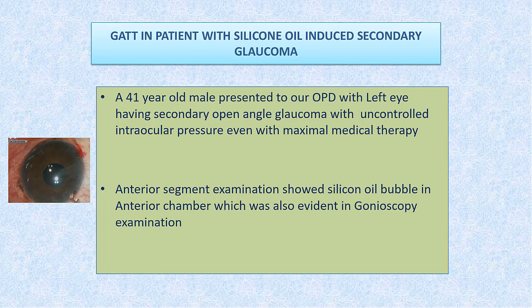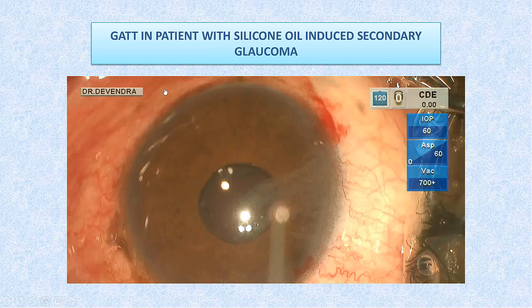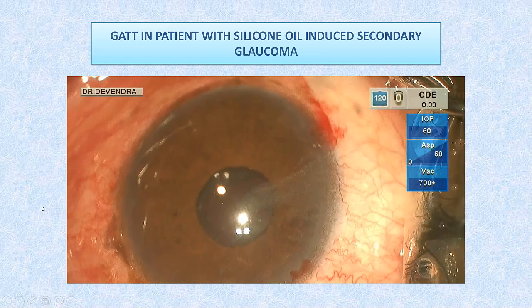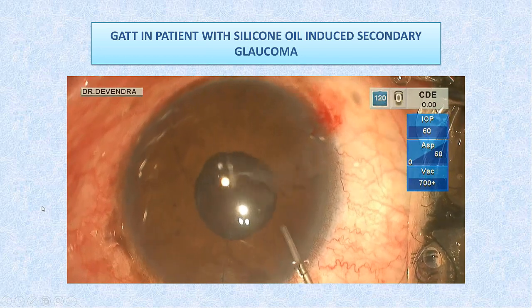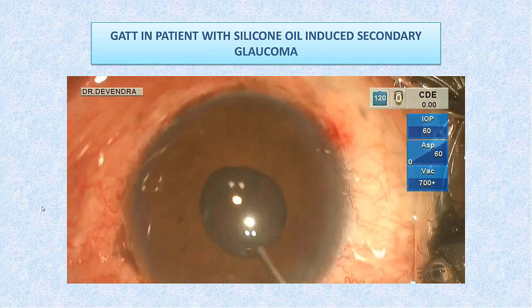A 41-year-old male presented to us with the left eye having secondary open angle glaucoma with uncontrolled intraocular pressure even with maximal medical therapy. Anterior segment examination showed silicone oil bubbles in the anterior chamber, which was also evident on gonioscopic examination. First of all, we remove all the silicone oil from the anterior chamber.